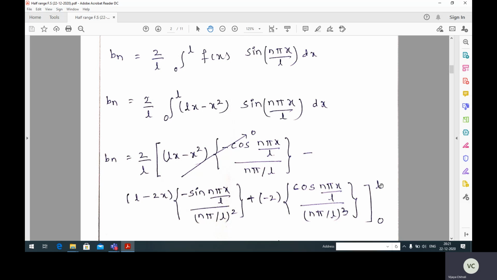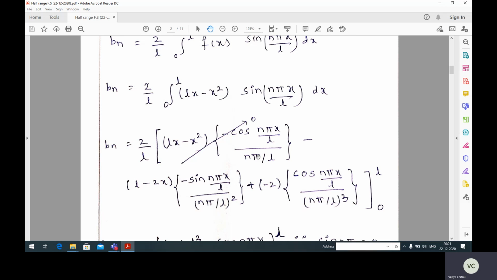So the limits vary from 0 to L. Now here, in place of this x, substitute the upper limit. The upper limit is L and the lower limit is 0. L into L is L square, minus L square means for the upper limit you will get 0. 0 into something is 0. And for the lower limit, in place of x you substitute 0. 0 minus 0 is 0. 0 into something is 0, by substituting the upper limit as L and the lower limit as 0. So you'll get this term as 0.